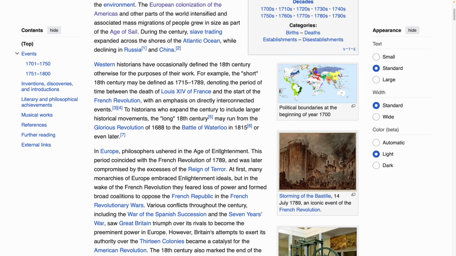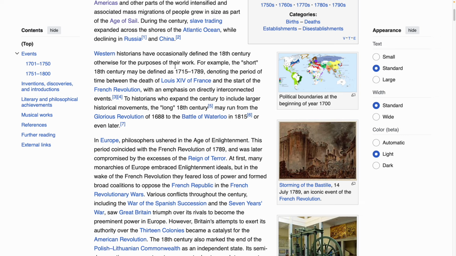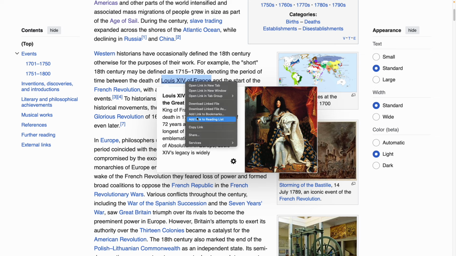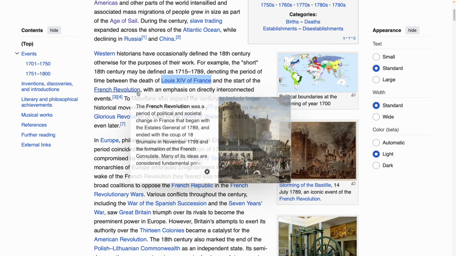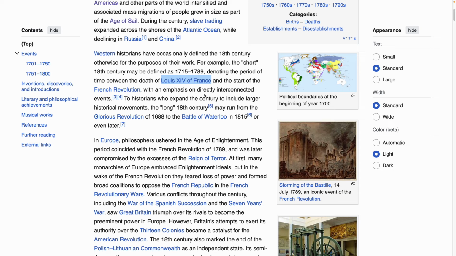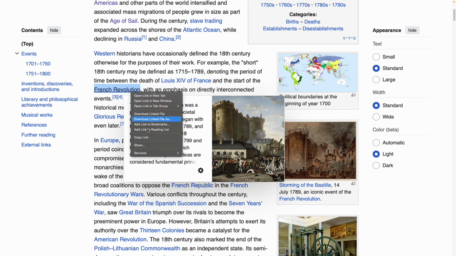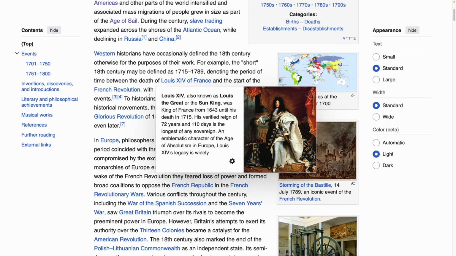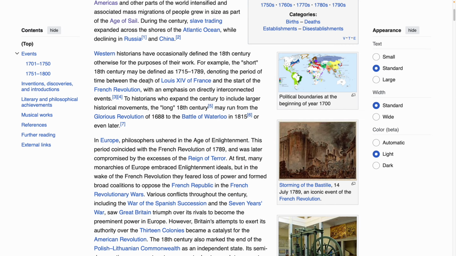I digress. Western historians have occasionally defined the 18th century otherwise for the purposes of their work. For example, the short 18th century may be defined as 1715 to 1789, denoting the period of time between the death of Louis XIV of France and the start of the French Revolution, with an emphasis on directly interconnected events. Okay, so the French Revolution, a huge topic in history. Louis XIV. So there's a way of defining it as the short.